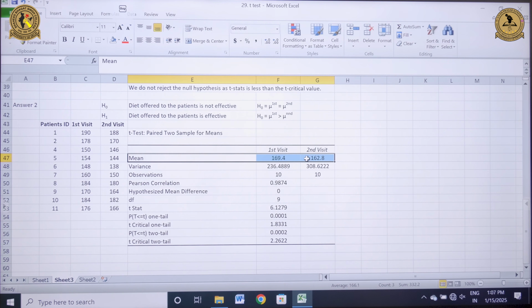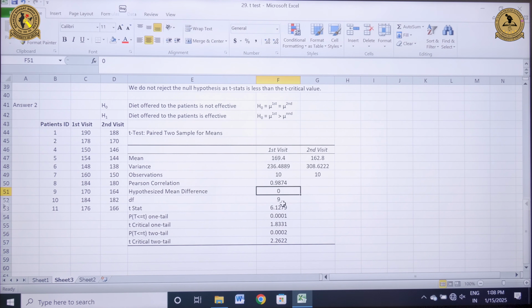The mean score is 169.4 in the first visit, while in the second visit it is 162.8. We need to identify whether it is significantly different or not. The sample variance is 236.48 in the first visit, while in the second visit it is 308.622. Number of observations is 10. The correlation between both these variables is 0.98.